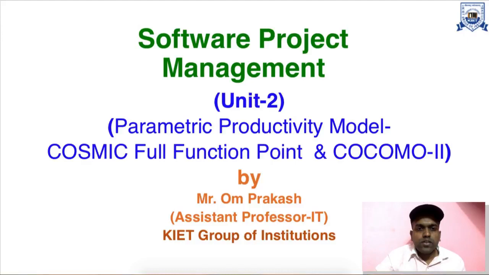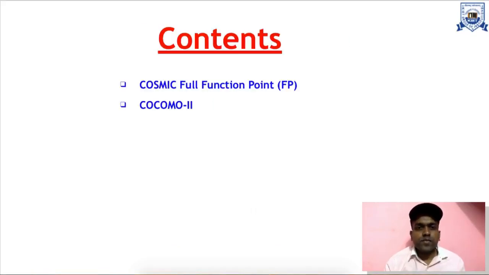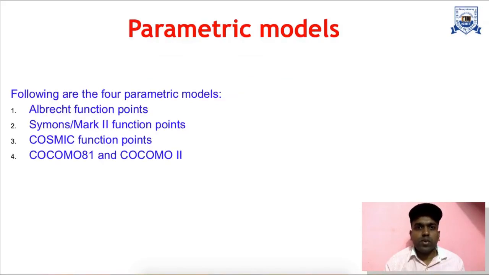In this lecture we will talk about the parametric productive model, and in this there will be two models we will talk about: the COSMIC full function point, and the second model, the COCOMO second model. So these are the contents. As I told you, I will first discuss the COSMIC full function point, and then we'll move to the next model, that is the COCOMO second model.